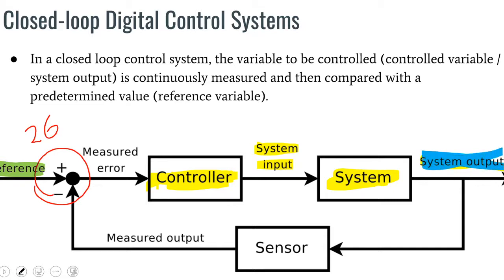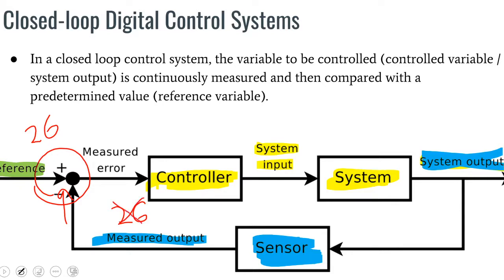Then whatever the outcome that is being produced by the system will again be measured by a sensor. So we will have a sensor that will measure and produce a measured output. That will again be a temperature. For example, it may produce an output of 26. So when it is compared, the reference is achieved.